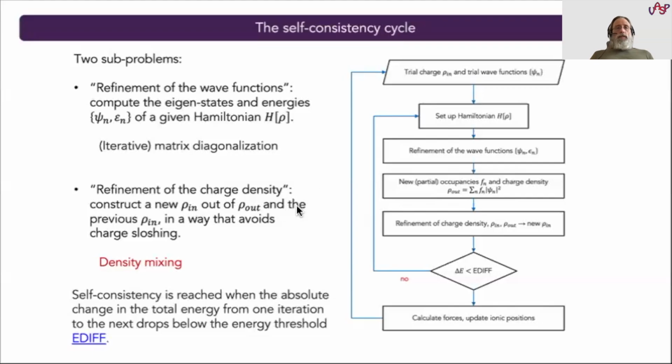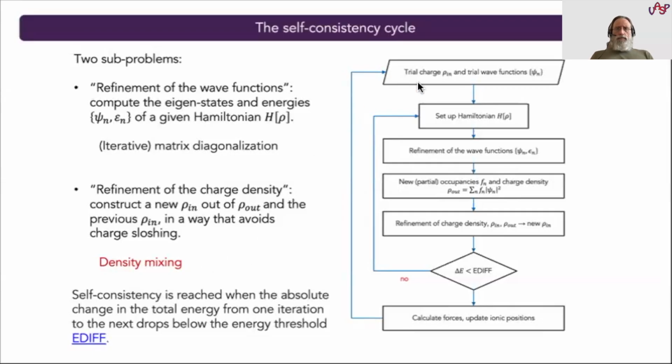So how do we construct a new charge density? If we diagonalize this matrix, we get eigenstates, we get a new charge density, and we went in with a certain charge density. After diagonalization, we go out with a different one. So how do we, out of those two, construct a new charge density for the next iteration in a way that avoids charge sloshing? And the keyword there is density mixing.